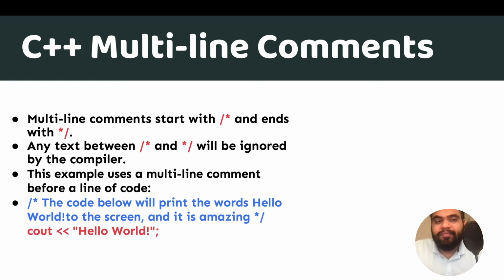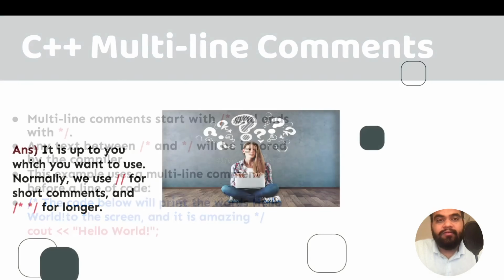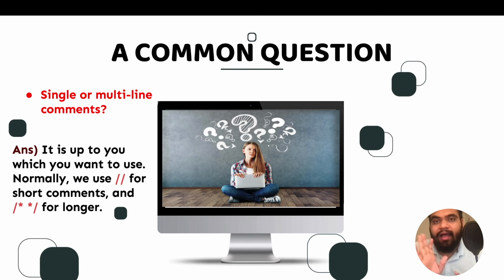I hope that's clear. Now we'll look at an example where we have forward slash star. This code below will print the words hello world to the screen, and it's amazing. It's a simple comment. You end it with a star and a forward slash again, and this part will be ignored all the time. The compiler won't even touch that part, and it will just execute the hello world line. When you're reading the code, it's easier to understand what is exactly going to happen. So that's what we have in comments.